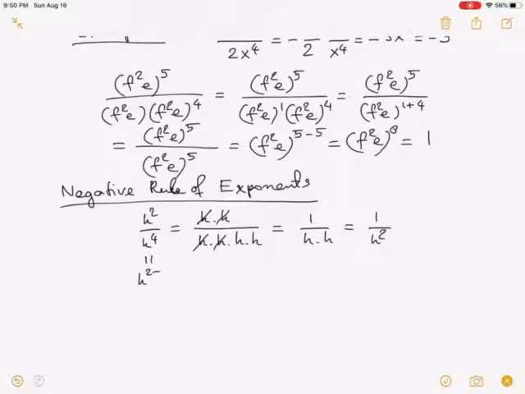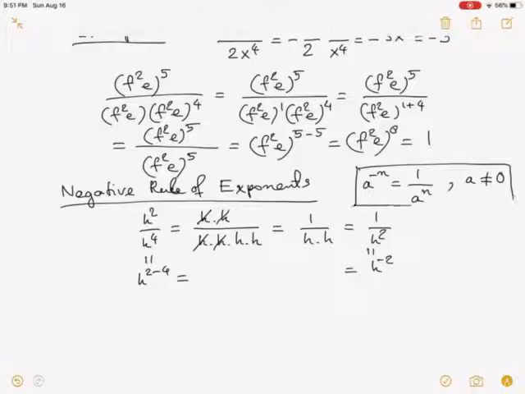From the other side, if we use the quotient rule, this is h to the power 2 minus 4. So it is h to the power minus 2. Therefore, h to the minus 2 is the same as 1 over h squared. In other words, a to the power minus n is the same as 1 over a to the power n, where a is not equal to 0.